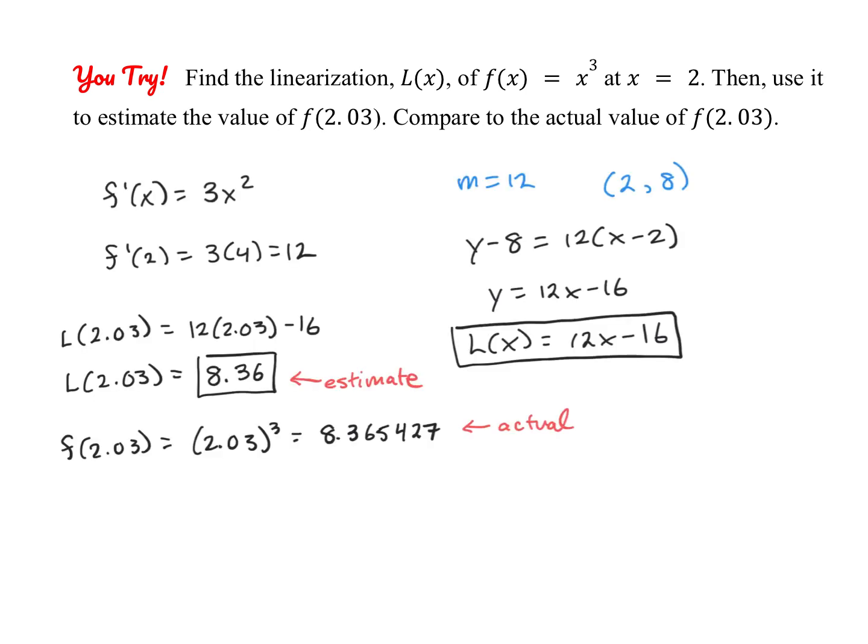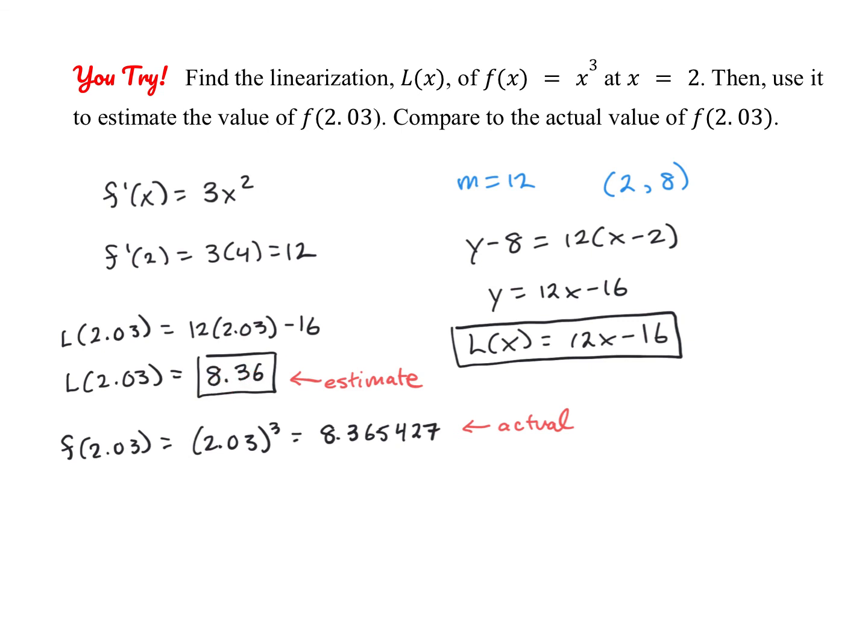All right, go ahead and check your work. So here you can see we found the linearization. Again, it's just the equation of the tangent line at this point, (2, 8). So we get 12x minus 16. And so we can use that linearization to estimate f of 2.03, and we get 8.36.